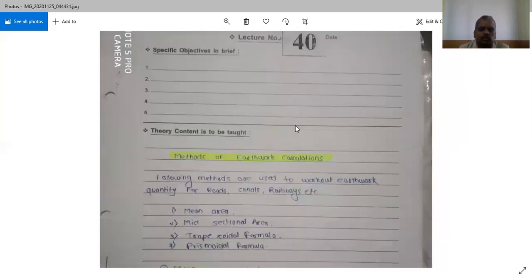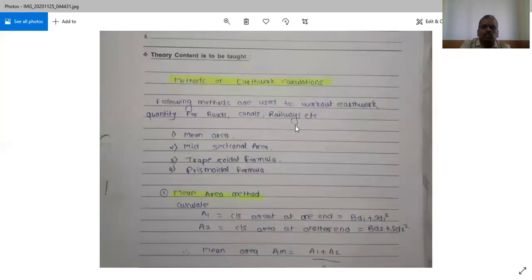So methods of earthwork calculation. The following methods are used to work out earthwork quantity for roads, canals, railways, etc. There are totally 4 methods in our curriculum. The first one is the mean area method. Mean means, suppose 4 plus 3 is 7, divided by 2 is 3.5. It is known as the mean area method.